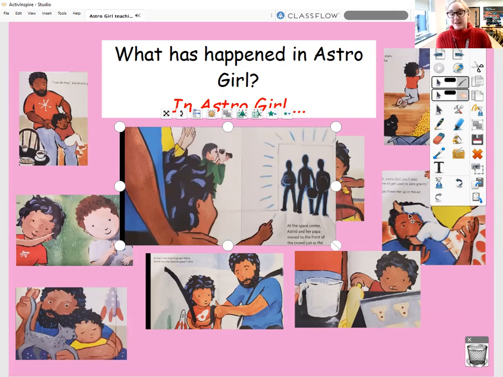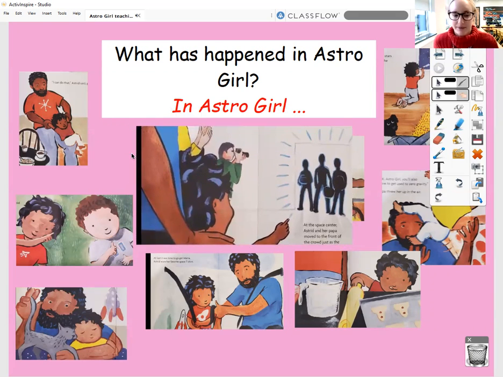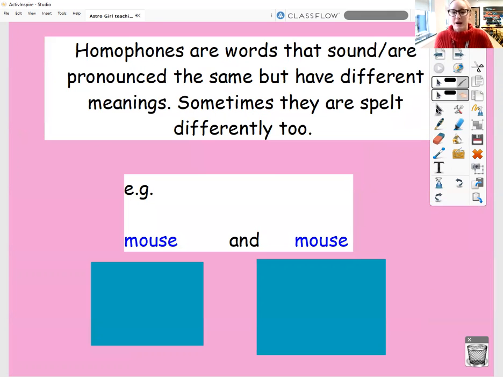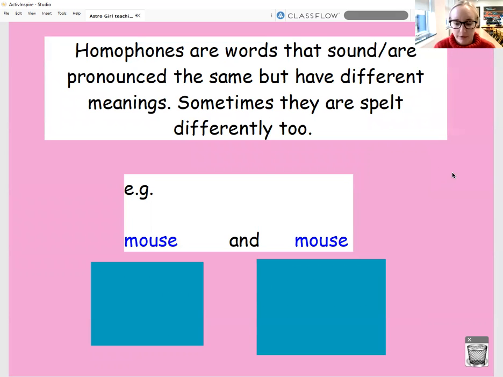I'm not going to read you the end of the story today. You're going to have to wait for that. Maybe I'll read it to you tomorrow. But what we are going to do today is have a look at some of the vocabulary that is used in the book. And we're going to focus and have a look at something called homophones.